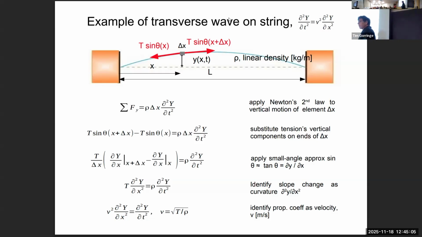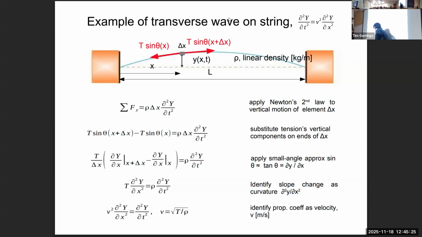We just uncovered it. Basically, it was hidden inside Newton's second law. We just had to uncover it from Newton's second law by plugging in what the forces were and rearranging them.